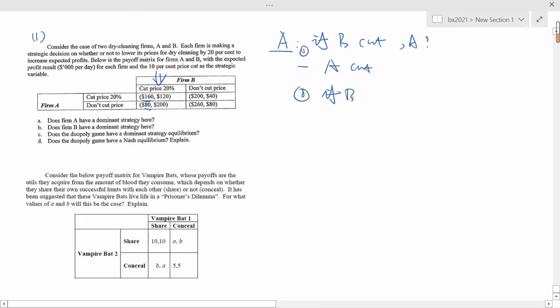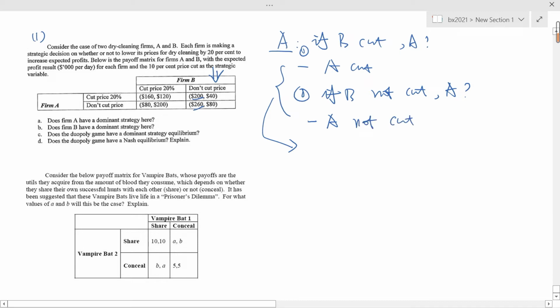If B not cut, what will A do? If B not cut, then we are in these columns. So A compares this payoff with this payoff. Clearly $260 is higher than $200. So A will cut. So A will not cut, sorry.